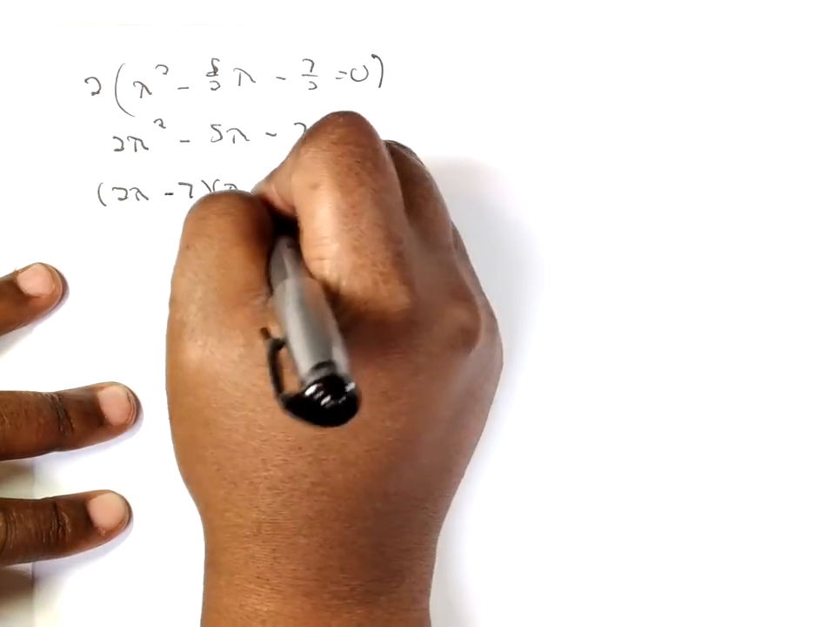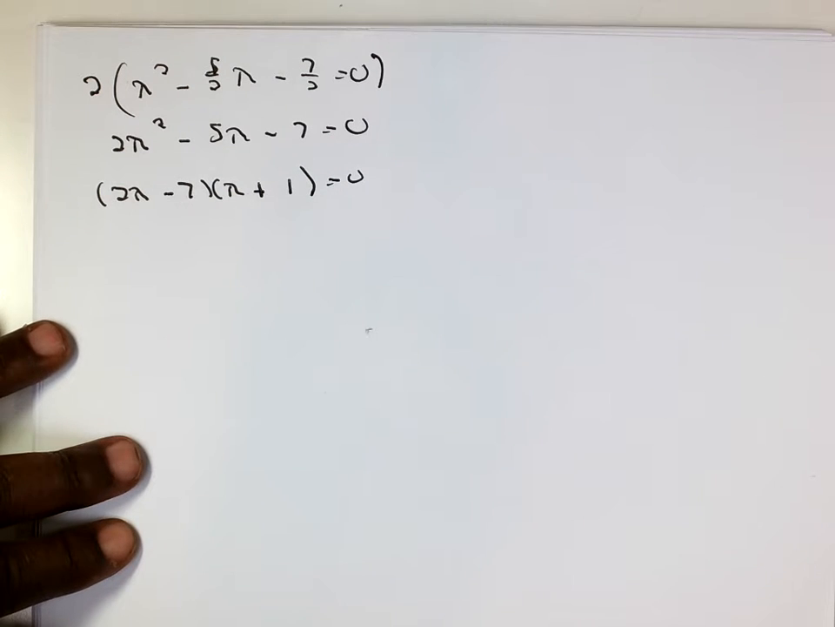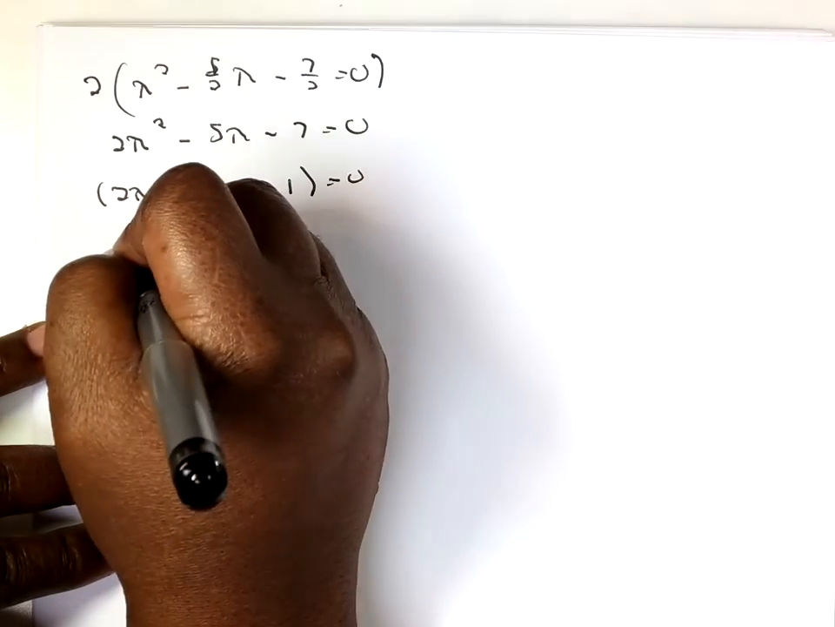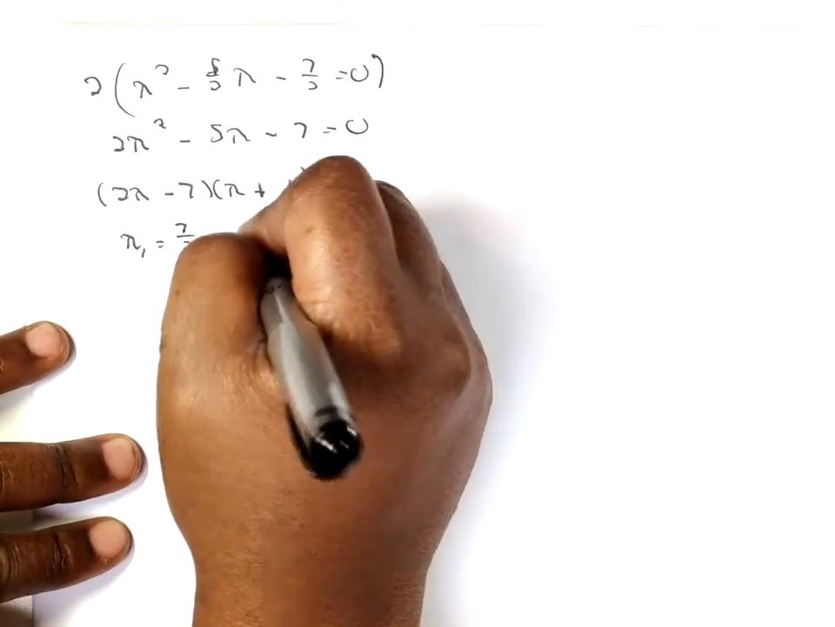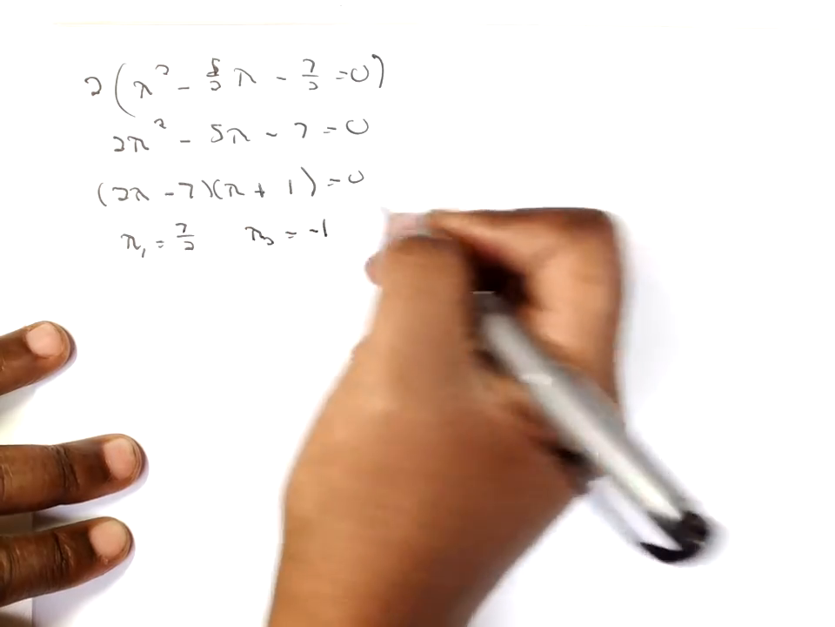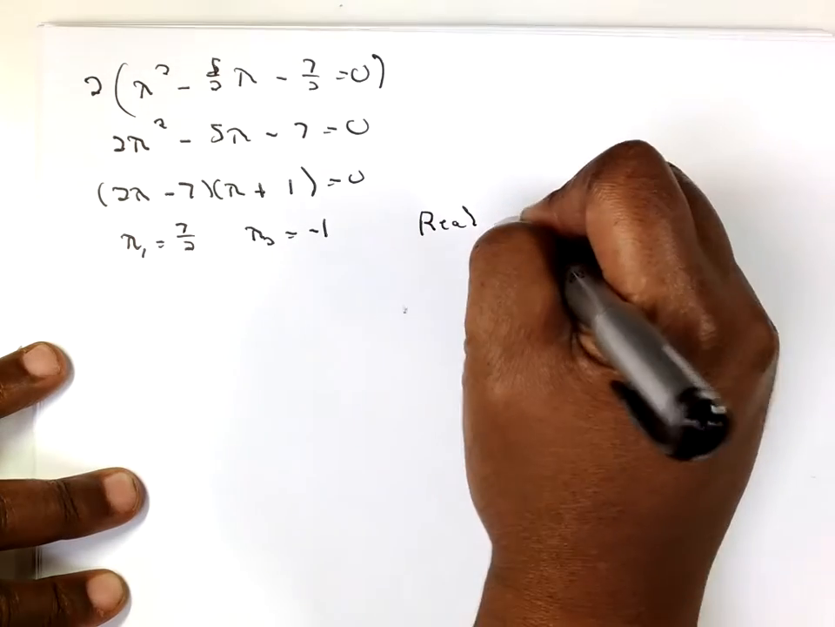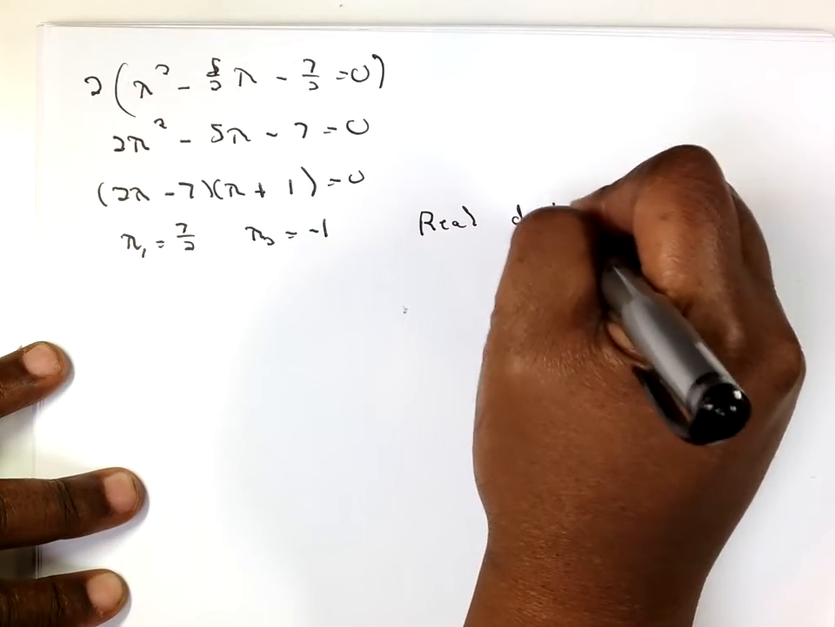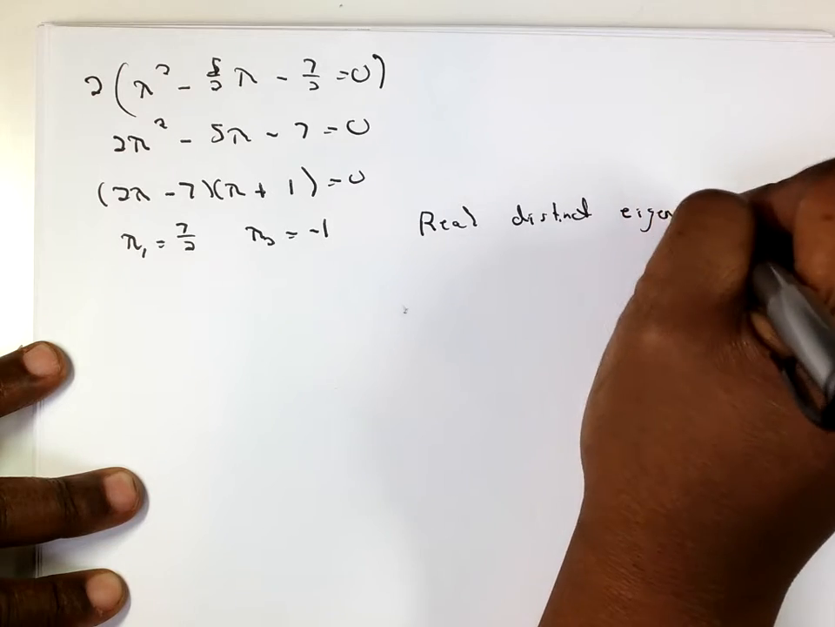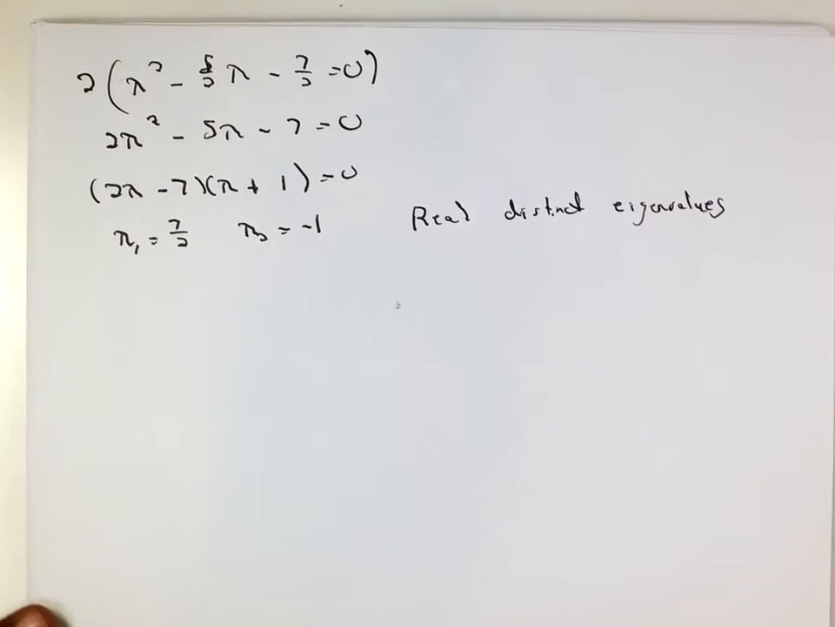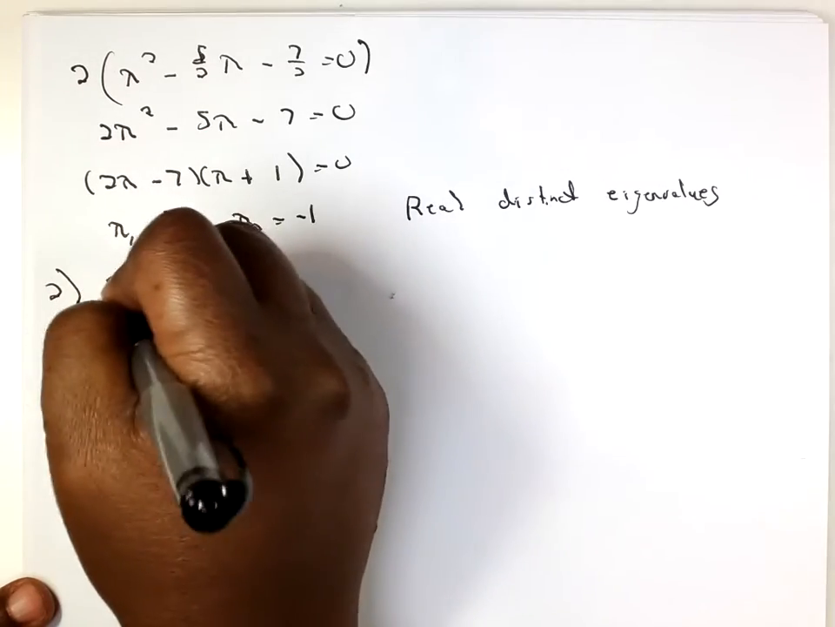I need a 7 there, and a 1. And I want my middle term to be negative, so it's going to be (2 lambda minus 7) times (lambda plus 1). So lambda 1 is 7/2, and lambda 2 is negative 1. So here, again, I'm in the real distinct eigenvalues, my first case. So now that I have that, I need to find k.